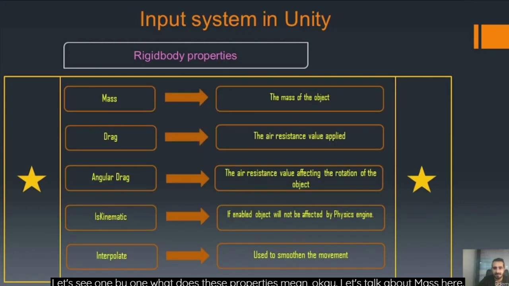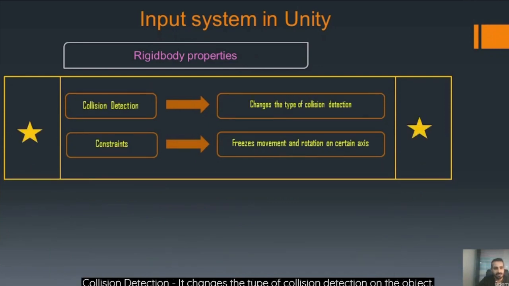Okay, let's talk about mass here. Mass is the mass of the game object. Drag is the air resistance value applied to the game object. Angular drag is the air resistance value affecting the rotation of the object. Is kinematic: if enabled, the object will not be affected by the physics engine in Unity. Interpolate is used to smoothen the movement of the object. Collision detection changes the type of collision detection on the object. Constraints freeze movement and rotation on certain axes of the game object.